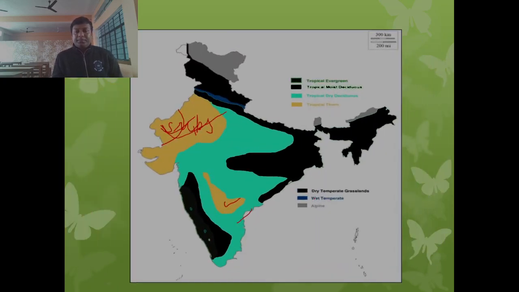Okay, look at this picture. It is a vivid map: dry temperate grassland in this area, tropical evergreen in this area, and this area also, and wet temperate zone is there. This is the part of tropical thorny bushes area.